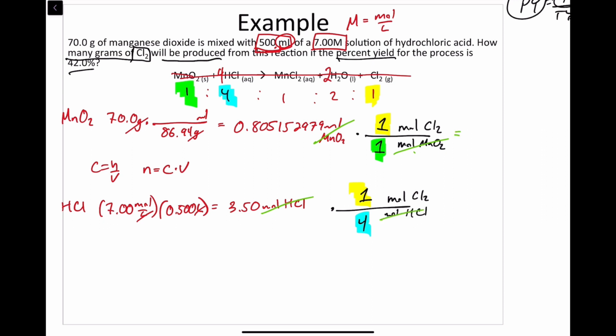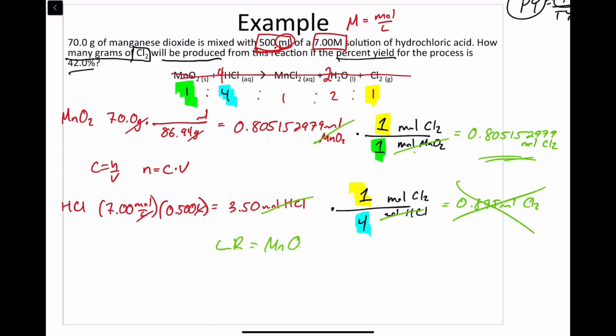This is a 1-to-1 ratio, so our answer is going to be 0.152979 mole of Cl2, and here we're going to have 0.875 mole of Cl2. Cool. Now, which one is the least produced? Right here. So we can cancel this one out. That's no longer valid. And our limiting reagent is therefore MnO2. It's the reactant that produced the least amount.